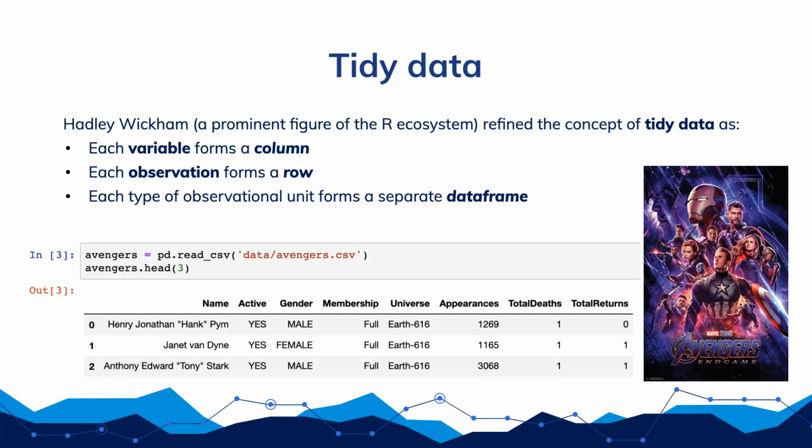So here we have the name, if they're active, their gender, the membership, the universe, the number of appearances, total deaths, and total returns, okay? And as you can tell, different columns have different types, clearly, right? Some of them are strings, some of them are numbers, some of them might be categorical, and that's what I want to explore with you in the next few minutes.